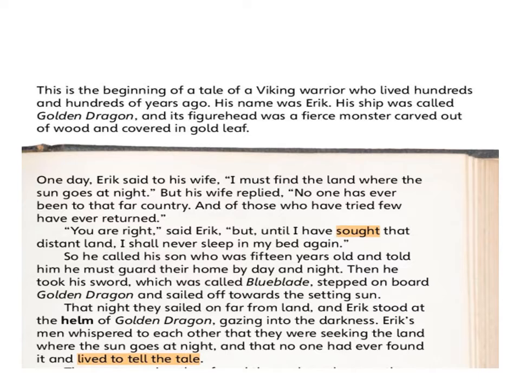One day, Erik said to his wife, "I must find the land where the sun goes at night." But his wife replied, "No one has ever been to that far country, and of those who have tried, few have ever returned." Now, the beginning of the story tells us that Erik is telling his wife that he must find the land where the sun goes at night.